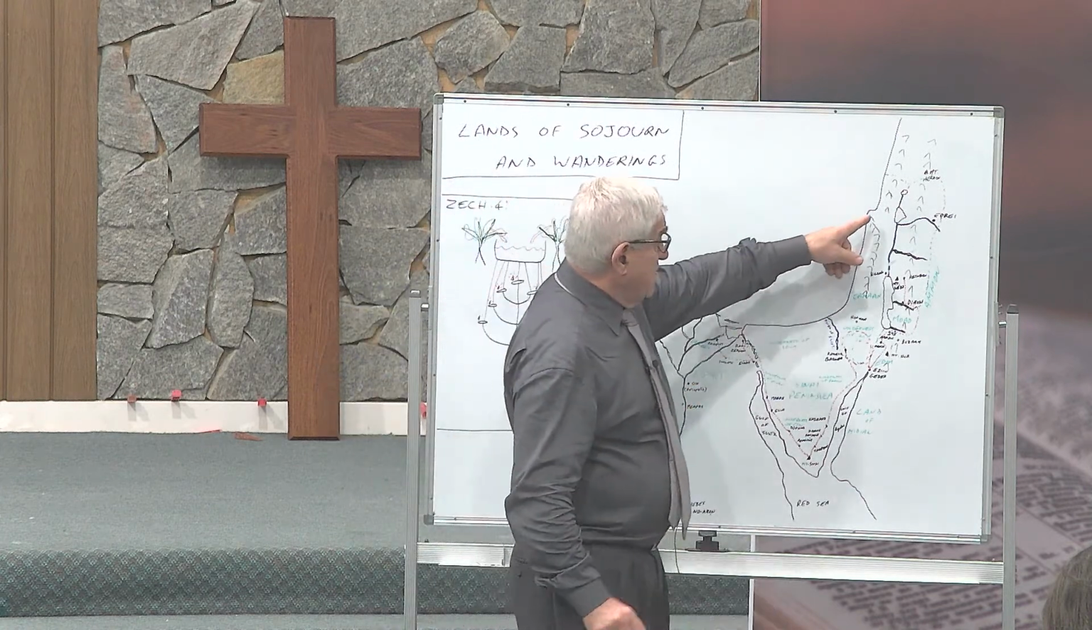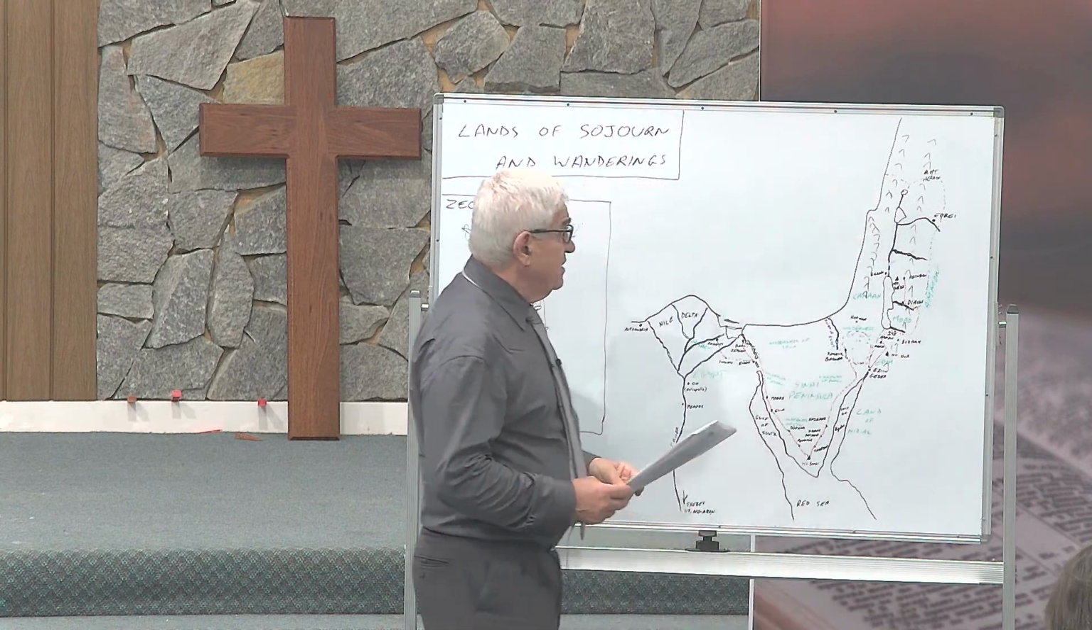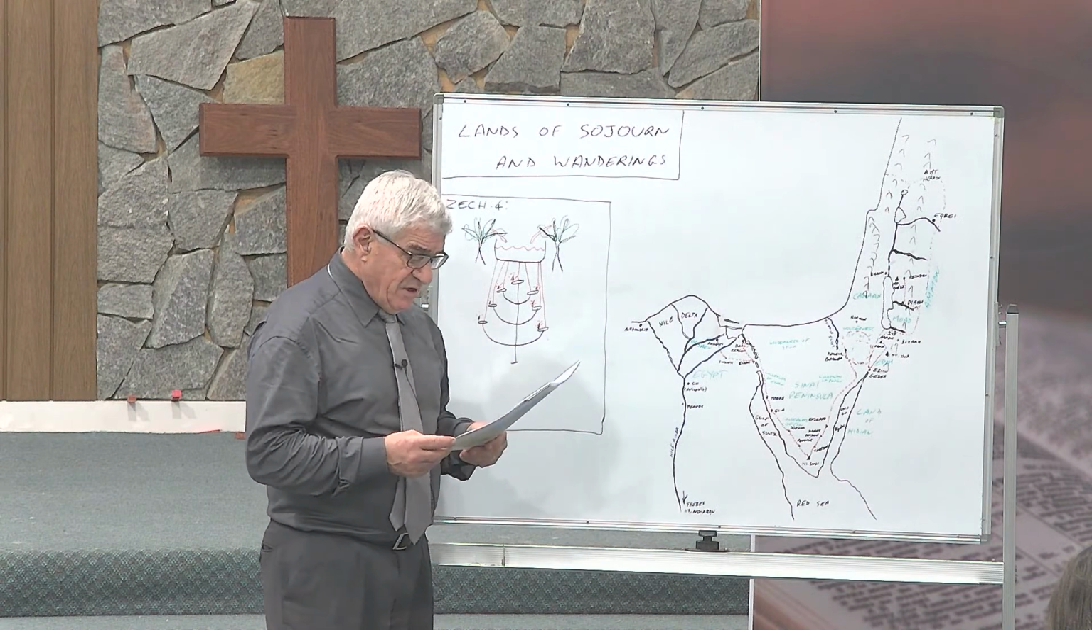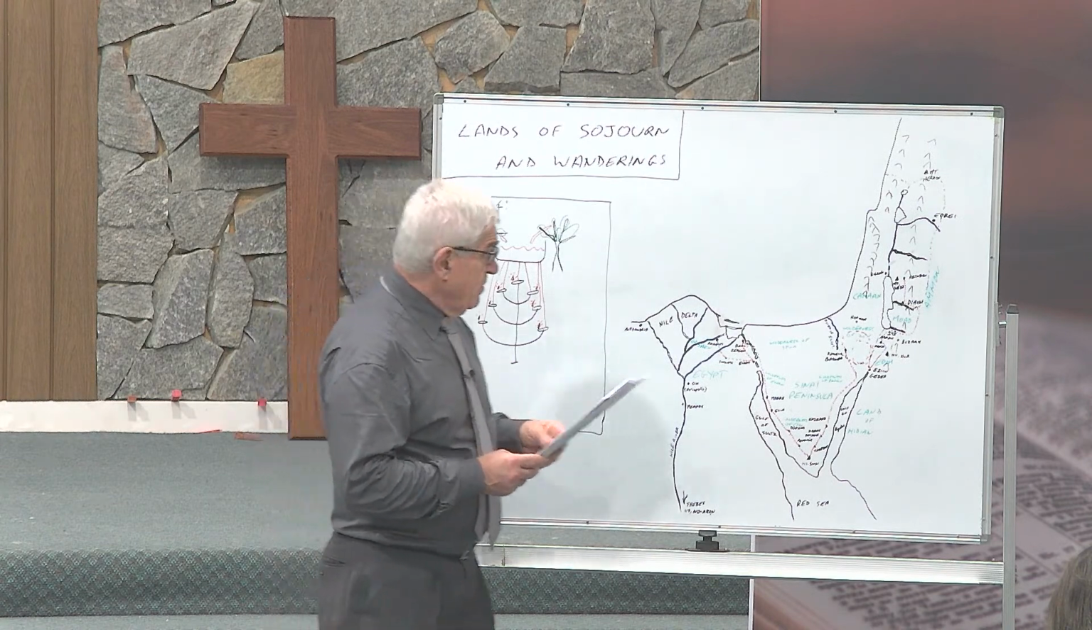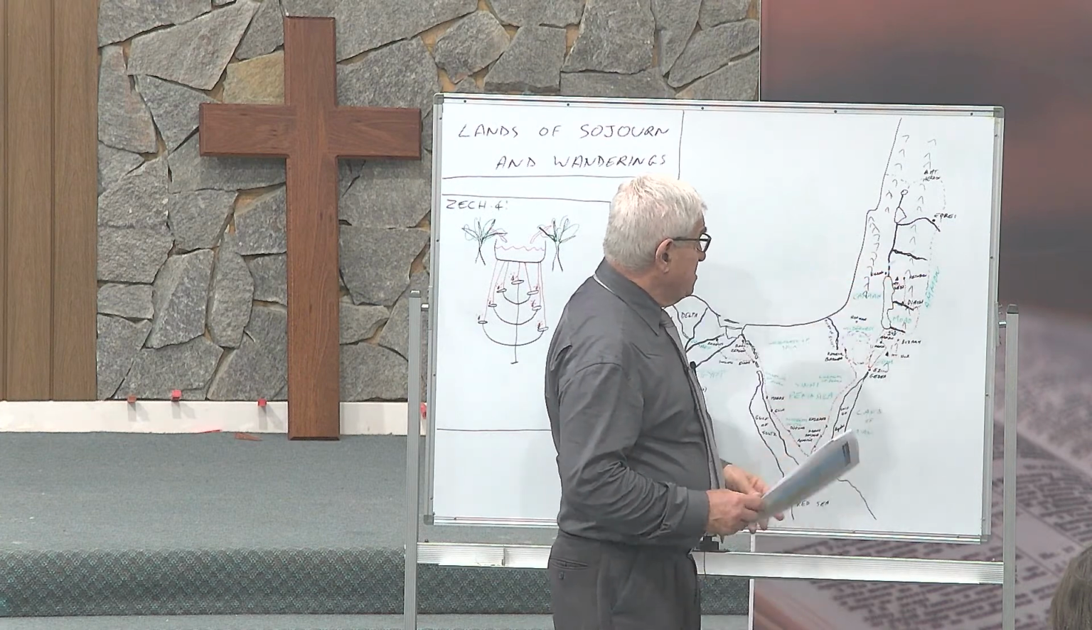Mount Carmel is at this point over here, and right at the very point there, where the land comes down and comes up into like a little hook or something. That's where Mount Carmel is. Mount Nebo is just over here, which is on the eastern side of the Dead Sea.